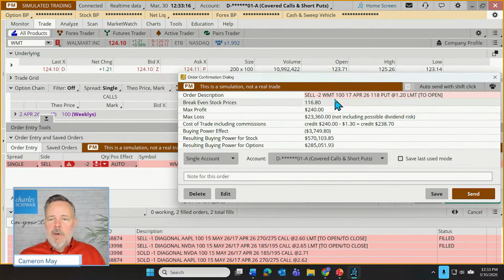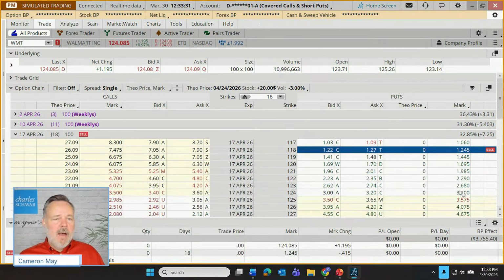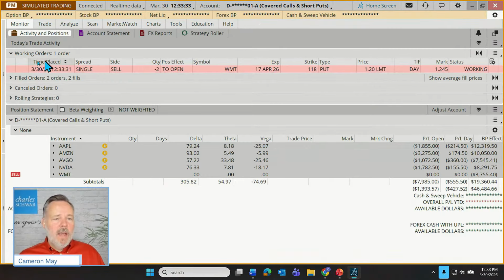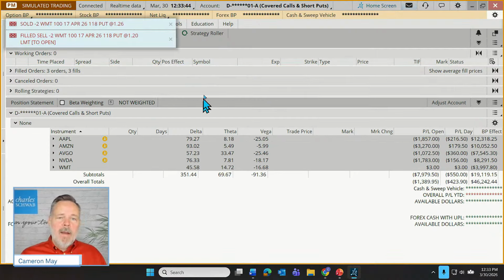I'm going to sell the 2 Walmart, 17th of April, 118 puts for $1.20. If we get that filled, that'd be a $240 credit at least, minus commission of $1.30 for the 2 contracts, leaving us a minimum credit of $238.70. And let's send that off. And while that's working, look at that. We're only asking $1.20. Right now it's trading closer at the mid around 1.25. I think this is very likely to fill pretty quickly. There it is. Got filled.